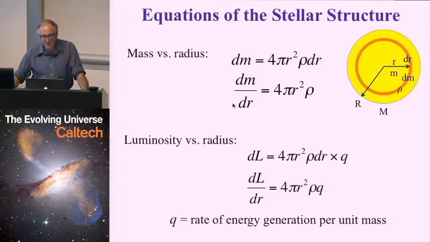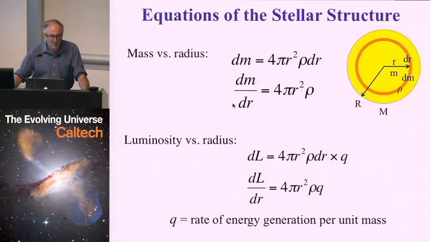Well, first of all, there is continuity of mass. As you look at the radial shell, somewhere at the radius r, the element of the mass is the area of the shell times the element of the radius. That gives you the gradient of mass as a function of radius, which is related to the local density.